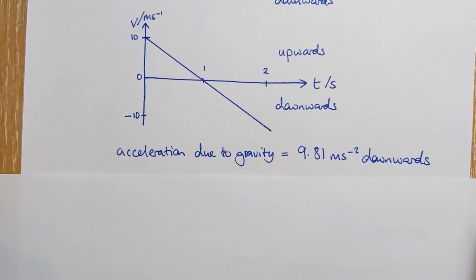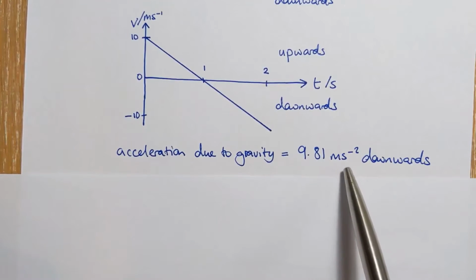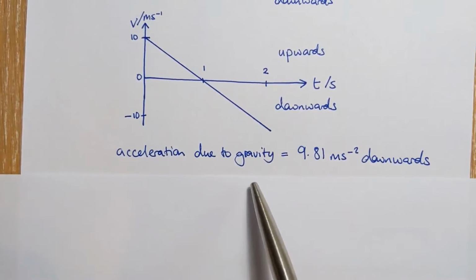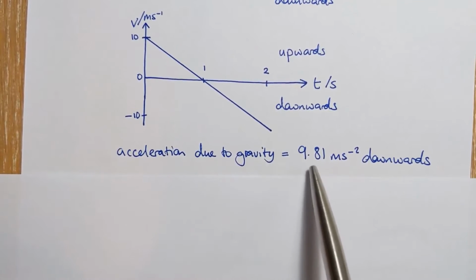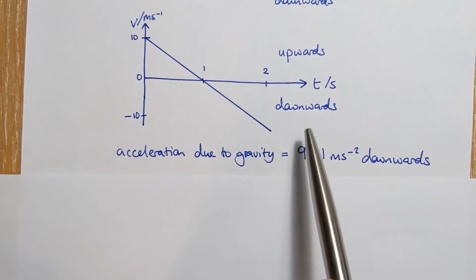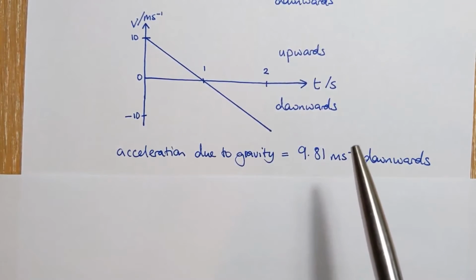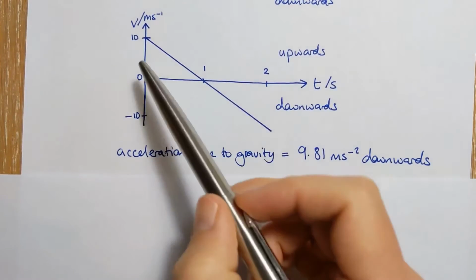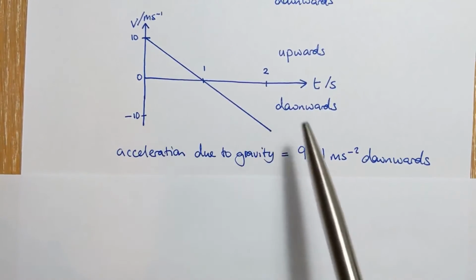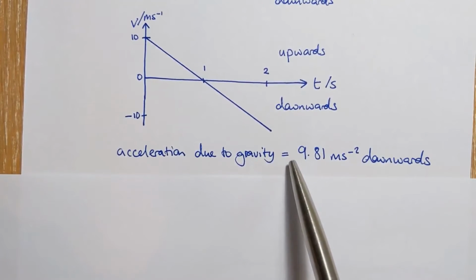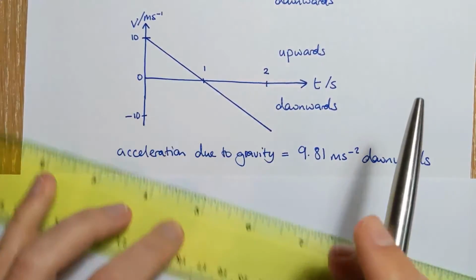An important example of acceleration is the acceleration due to gravity, which is 9.81 meters per second squared downwards. And what we mean by that is that if the only force acting on you is gravity, this will be your acceleration. So here's a graph of an object that only has gravity acting on it. Now on this graph, upwards is positive and downwards is negative. So that means that our acceleration needs to be minus 9.81. And you can see that that's about what it is.